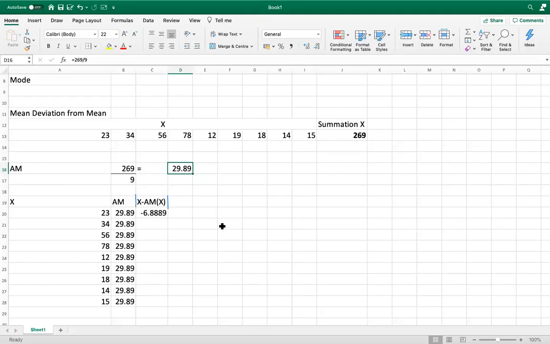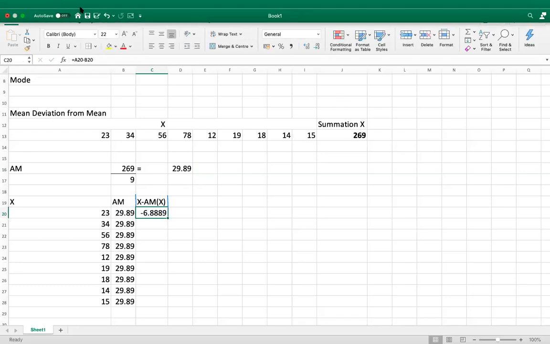29.89 is my arithmetic mean. Now I'm going to find out हर एक value का deviation क्या है, right? So when I say deviation, I'm considering only the deviation. So I'm not considering the minus sign. I will see if there is a modulus function, ठीक है?